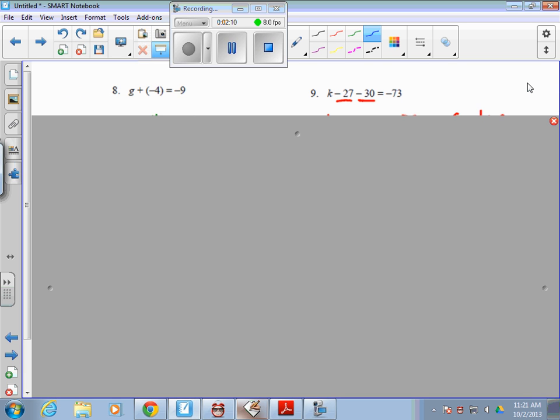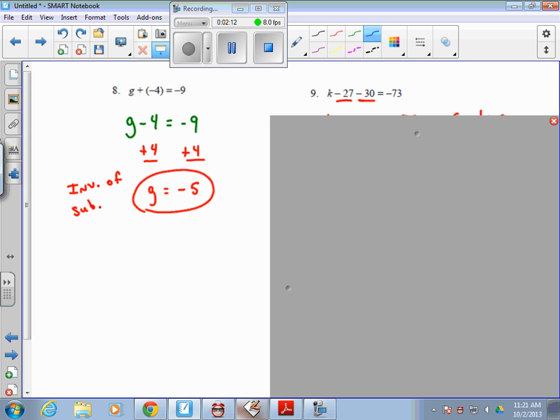Number 8, g plus a negative 4 is the same thing as g minus 4 equals negative 9. Undo minus 4 by adding 4 to the left, do the same to the right. Negative 9 plus 4, again, opposite terms. Subtract them. 9 minus 4 is 5, and 9's value is negative. It's the higher absolute value. That's why 5's value is negative.